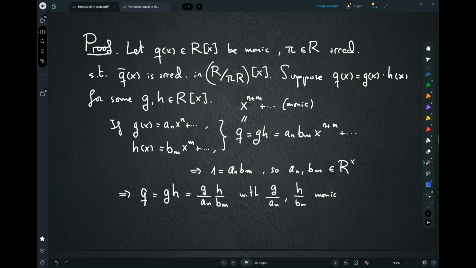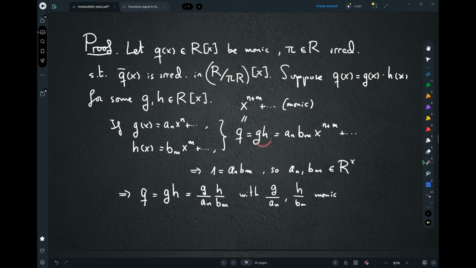g of x times h of x. And we want to show that one of those two is a unit polynomial to show that it is in fact also irreducible. So suppose g and h are polynomials over R. Now, g of x will be some polynomial, a n x to the n plus dot dot dot, and h of x will have also some expansion as a polynomial.